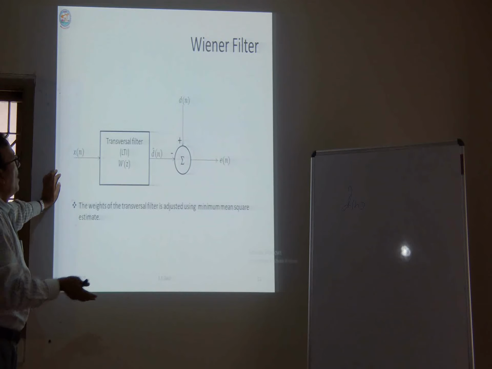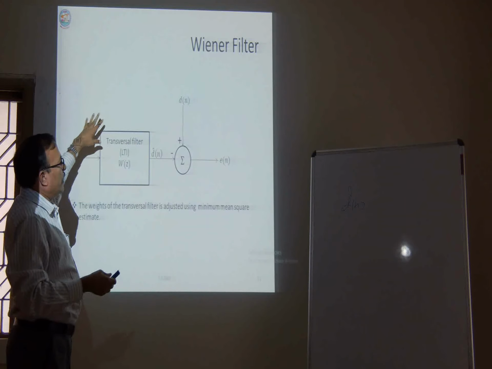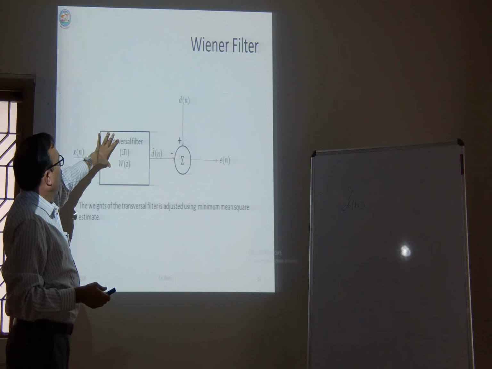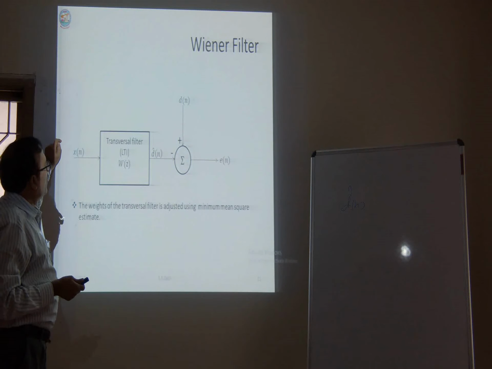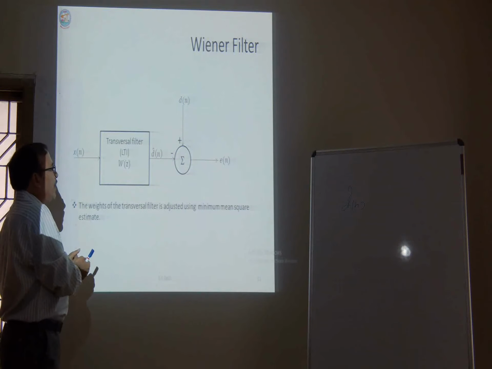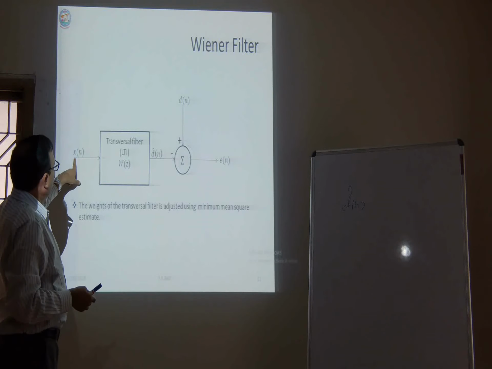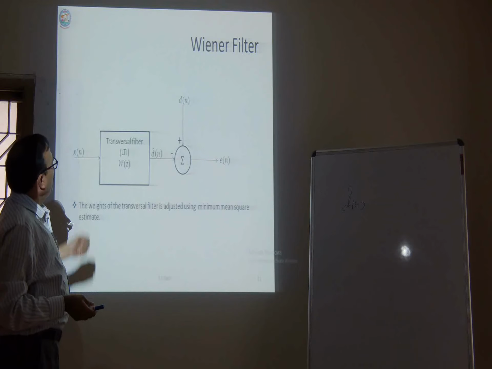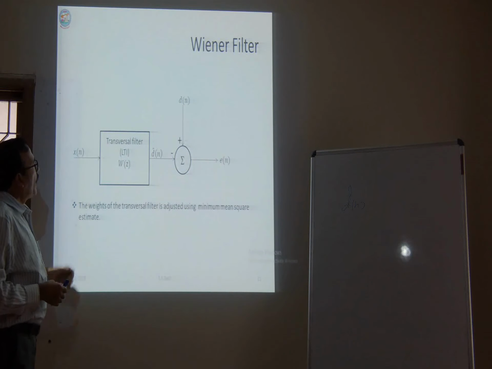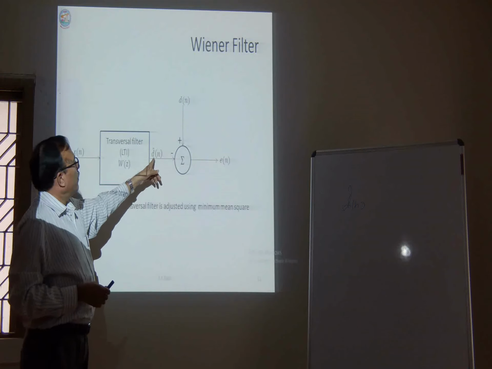Next. Okay, so now we come to the Wiener filter. As I told you, for the Wiener filter the basic block is the transversal filter, which is a single input adaptive linear combiner. This is a linear time invariant circuit. Okay, so here is xn, and you can say that xn contains both the desired signal and the noise.